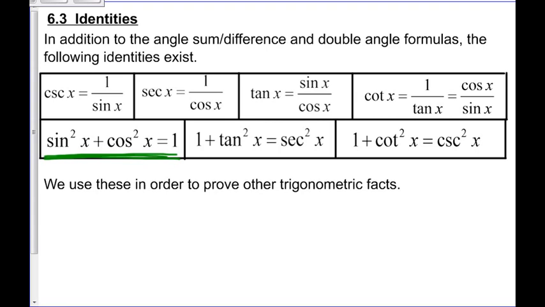And what we do is we use them in order to prove other trigonometric facts or to write things in a simplified form. First off, we'll just get some practice doing some of the algebra around trigonometric functions, and then we'll do some proofs.